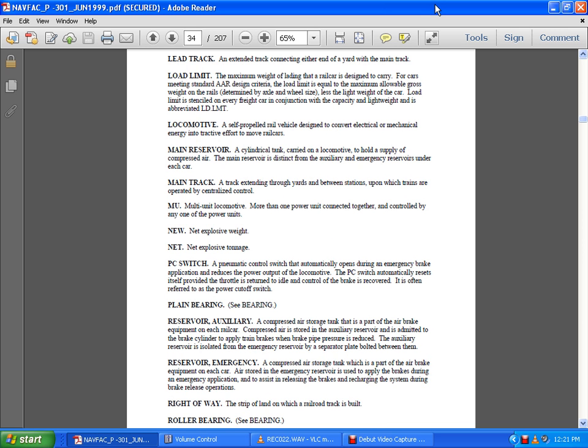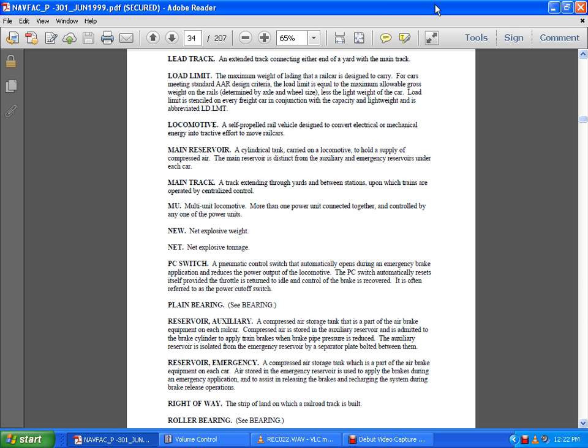The main track is a track extended through the yards between the stations upon which trains are operated in central control. The MU, the multi-unit locomotive, is more than one power unit connected to another by controlling one of the power units. NEW, a net explosive weight, and NET, a net explosive tonnage.